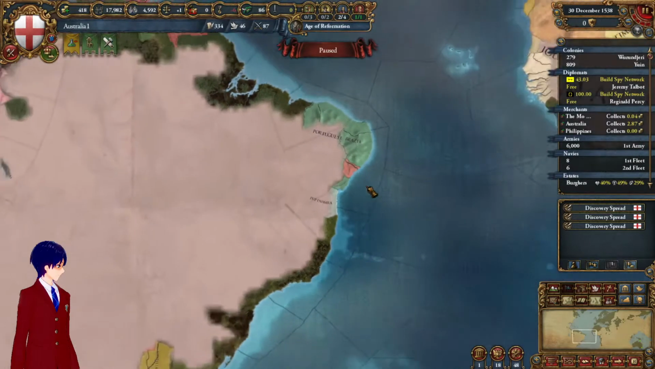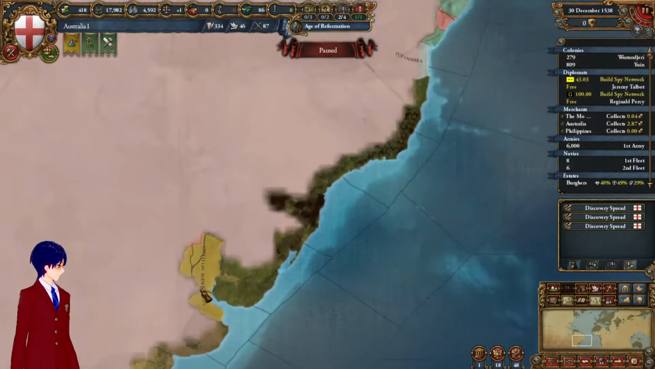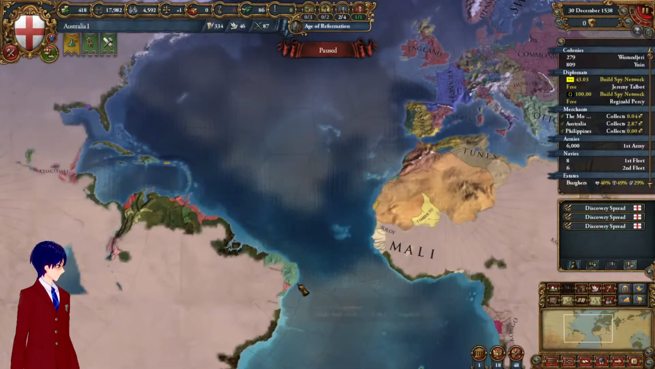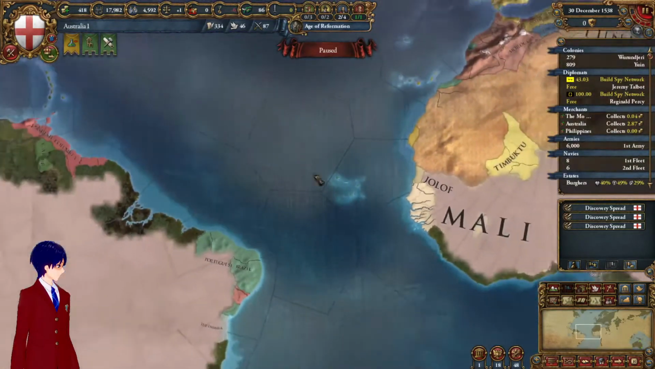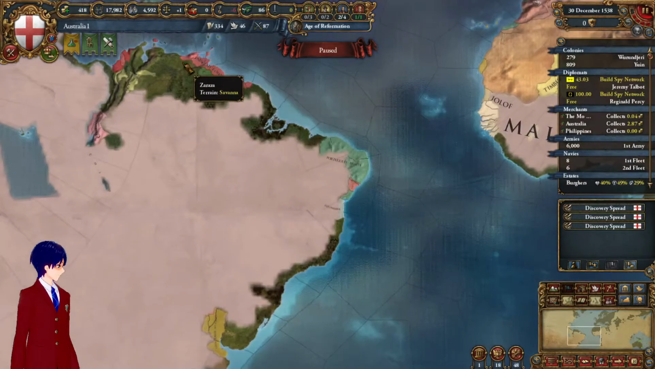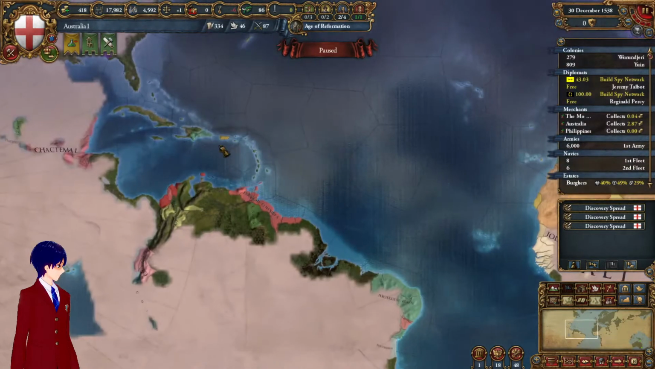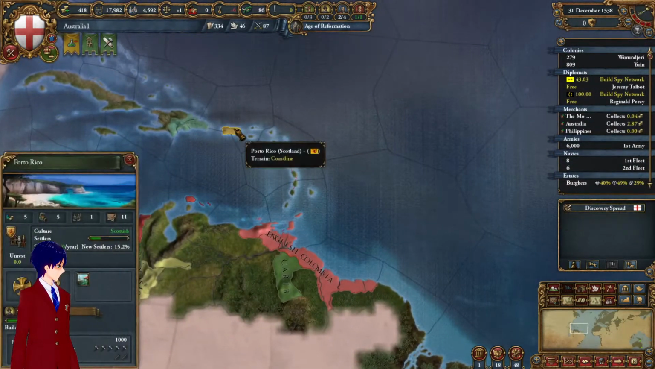The colonial nation has formed. Spain. That's a lot of distance. Why did none of you go for North America? What's with this down here? It's so weird. Scotland.